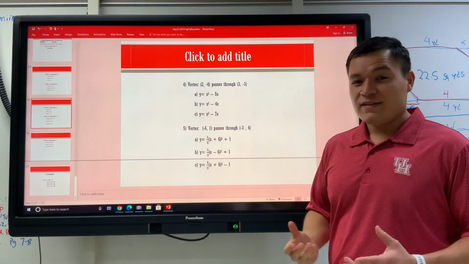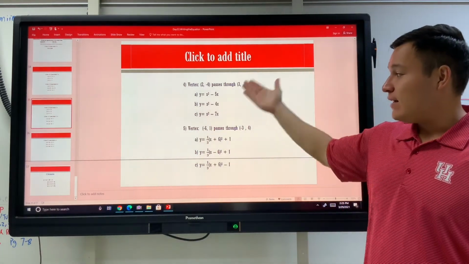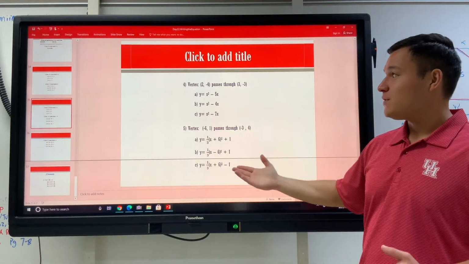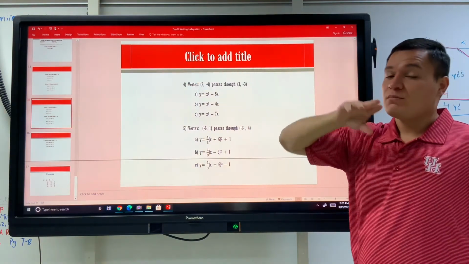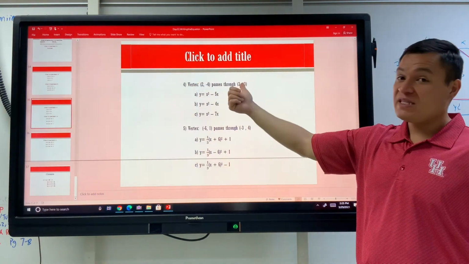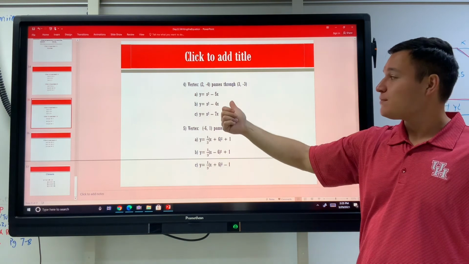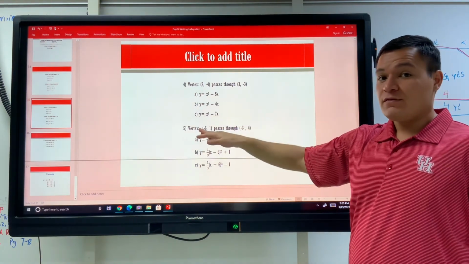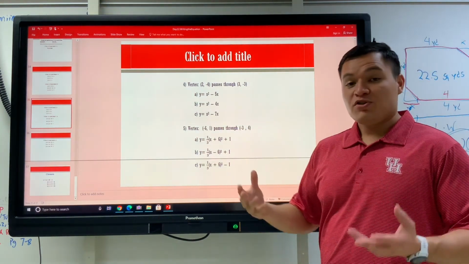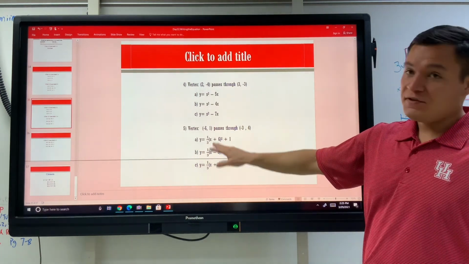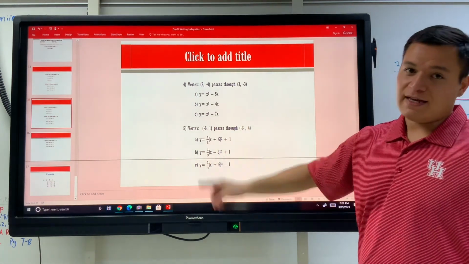So to finish today's lesson, I just need you to finish this next page of examples of using the vertex, plug it into vertex form, using that point, plug it in for x and y. If the answer choices are in standard form, then you're going to have to distribute at the end. But if your answer choices are in vertex form, all you have to do is plug in a, and you're done.